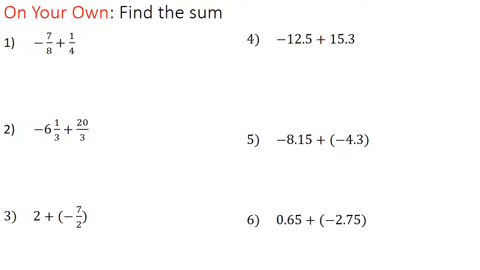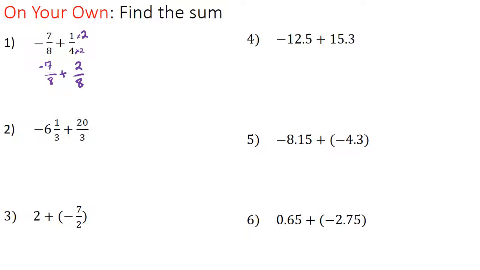line up with mine. So on this first problem, we have negative 7 over 8 plus 1 over 4. We need our common denominator, so we can multiply the bottom by 2 over here and the top by 2 over here. So when we do that, we have negative 7 over 8 plus 2 over 8.